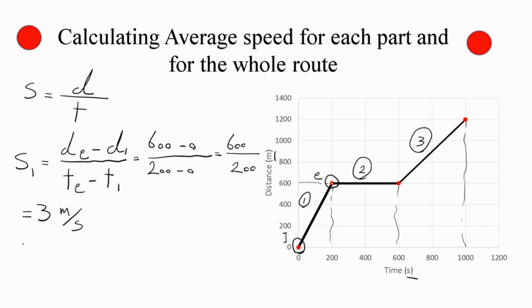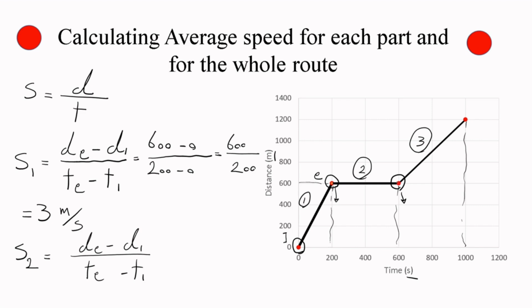Okay, let's calculate average speed for the second part. Second part, as you can see, has a horizontal line here, right? Whenever you have a horizontal line, it means average speed is equal to 0. But let's calculate it based on the formula that we have. As I told you, d of ending point minus d of initial point over t of ending point minus t of initial point. What is the ending point of the second part? This is the ending point of the second part. And this is the initial point of the second part.